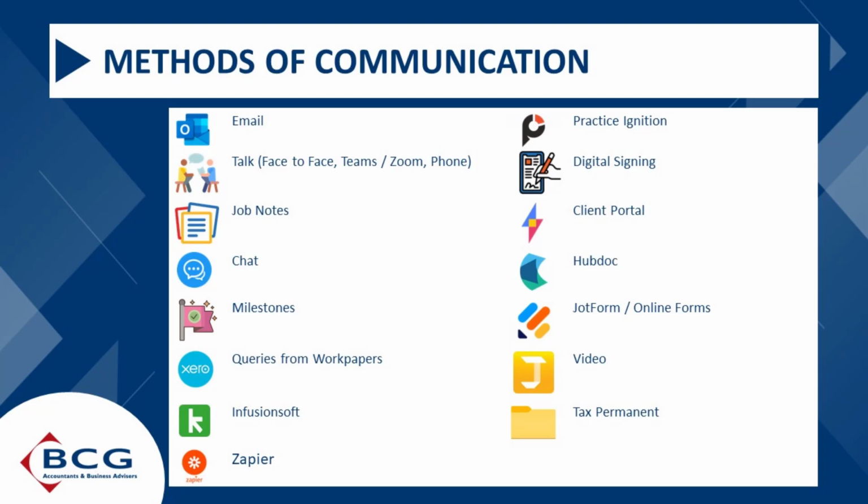Infusionsoft, a lot of automation with communication. So we do a lot of automatic communication with clients out of Infusionsoft. Now that could be things like, hey, your job's underway, or we've finished your job. Also our newsletters and everything come out of Infusionsoft, but also we do have internal emails that shoot around out of Infusionsoft as well. Zapier, a little bit similar, a lot of automation with the communications there that go around both internally and externally with clients.